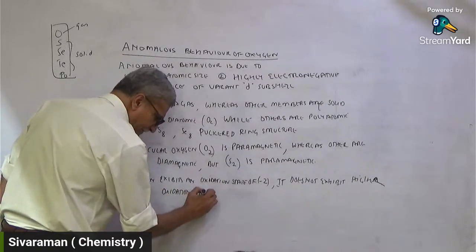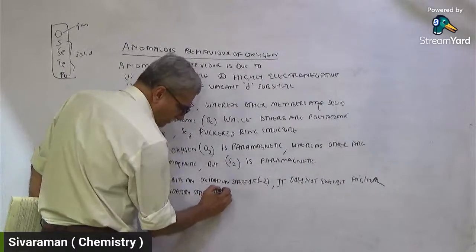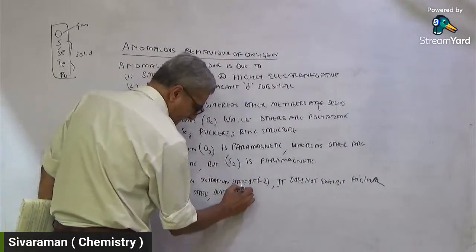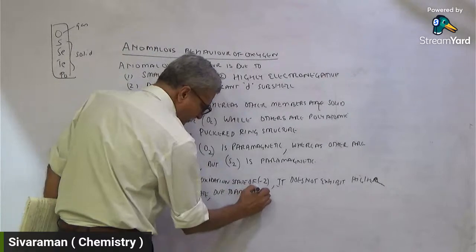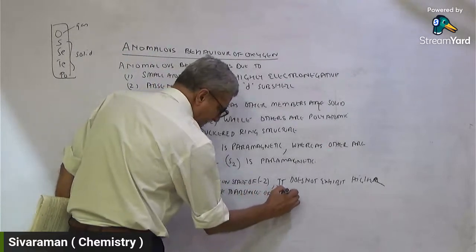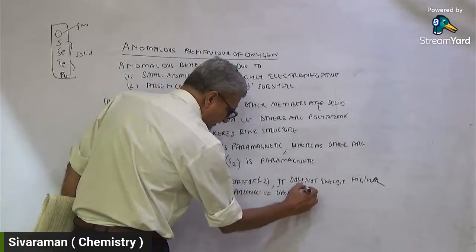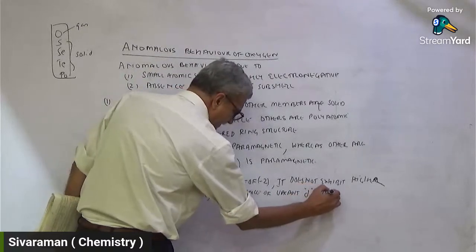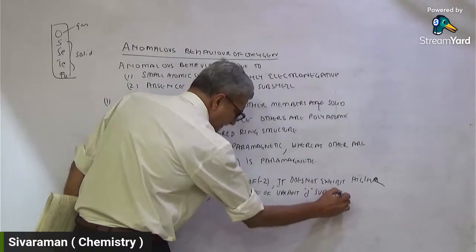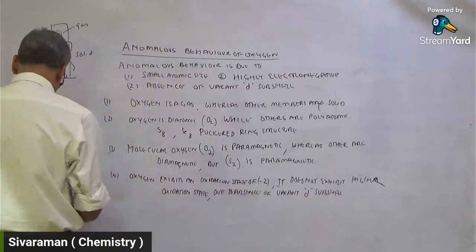Why? Due to absence of vacant d subshell. Due to absence of vacant d subshell. Is this clear?